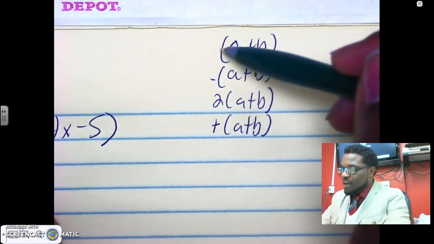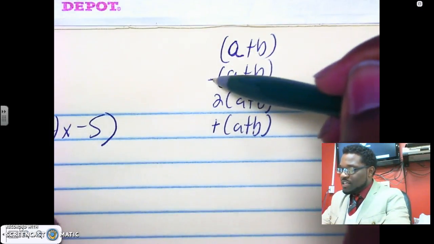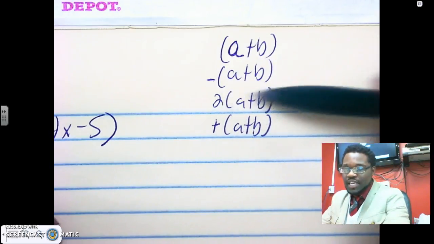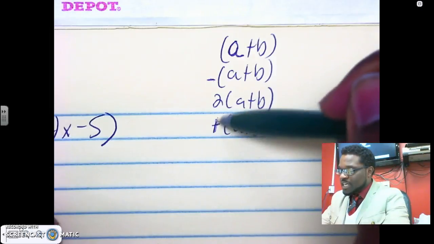Here's the options. You could have nothing in front of parentheses. You can have a minus or a negative in front of parentheses. You can have a number. That 2 represents any number, positive or negative. And you could have a plus sign.